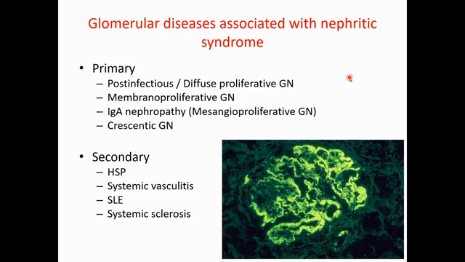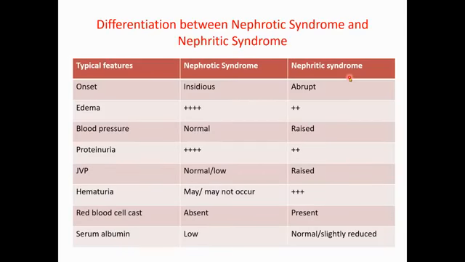IgA nephropathy and the crescentic glomerulonephritis, that is the rapidly progressive glomerulonephritis. Among the secondary causes, the most important is Henoch-Schönlein purpura, systemic vasculitis, that is the ANCA associated vasculitis, with granulomatosis, Churg-Strauss syndrome, then microscopic polyangiitis. That is the SLE, another important one, and systemic sclerosis, a less important one.